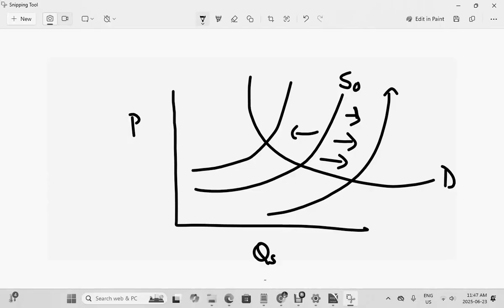As you may notice, the equilibrium point is different on each supply curve, assuming this is S2 and this is S1. The equilibrium point corresponds to a different price on S1, a different price on S0, and a different price on S2. So what it's telling us is that as the supply curve shifts either to the left or right, the equilibrium point will change. When the equilibrium point changes, the price will change as well.